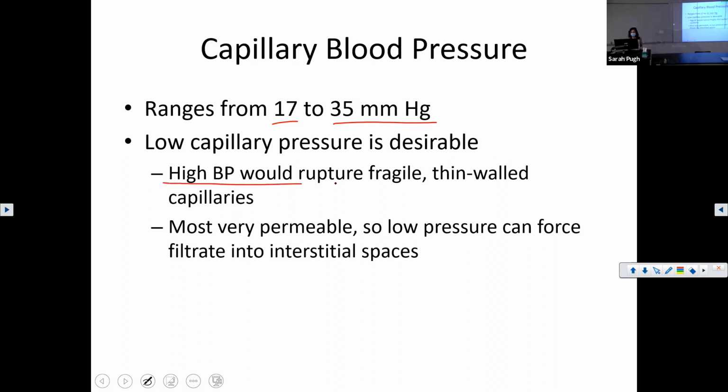So anytime your blood pressure is high, it can actually destroy and damage those thin-walled capillaries. Again, they have a thin wall so that they can be really permeable. So you want a lower pressure. You don't want a super high blood pressure.